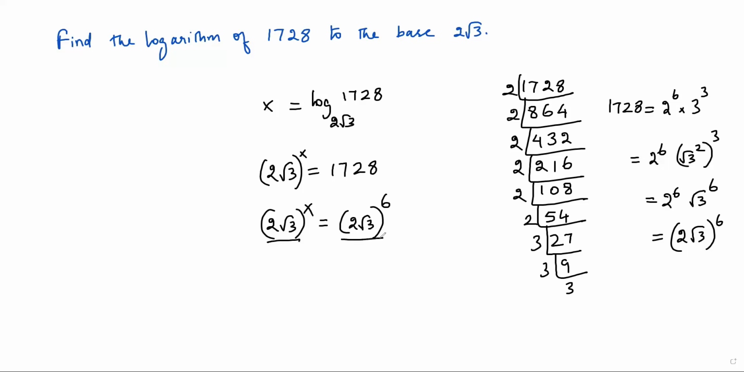Here, the two terms are equal with the same base. Whatever base I have on the left side, the same base I have on the other side also. Whenever two terms are equal with the same base, the powers must be equal. That is, x and 6 must be equal. So x is equal to 6. X is nothing but logarithm of 1728 to the base 2 square root of 3. So x can be replaced by log 1728 to the base 2 square root of 3. So we get logarithm of 1728 to the base 2 square root of 3 is equal to 6. So we got the value of logarithm of 1728 to the base 2 square root of 3, that is 6.